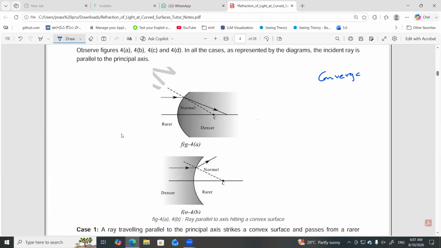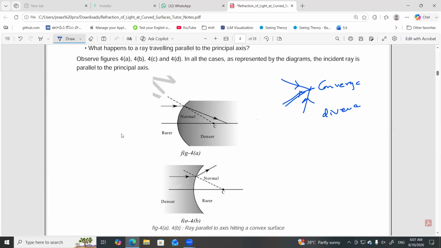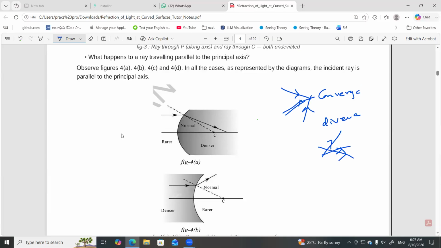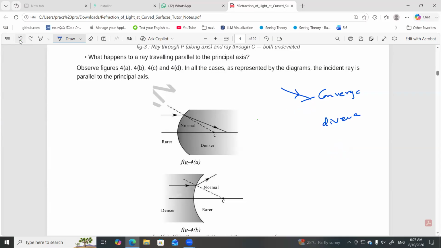Converge and diverge. Where do we use converge and diverge? Converge means when light rays all meet at a point. That is what is meant by converge. When light rays are moving away from a point, we will call it diverge. There we have to use it. Here, no use of converge or diverge is required. Bending towards the normal, bending away from the normal. This is the logic, only one logic you need to remember.